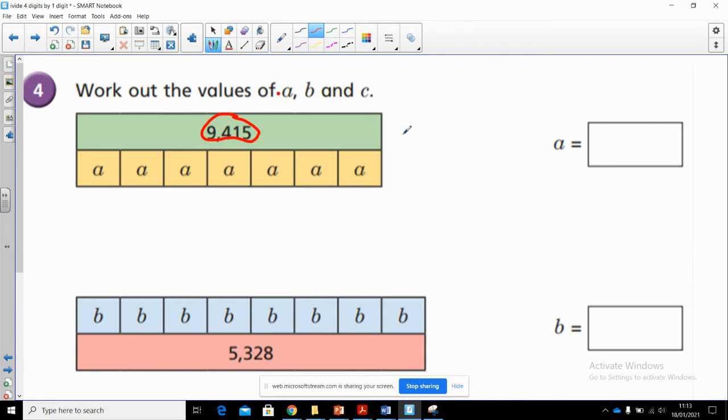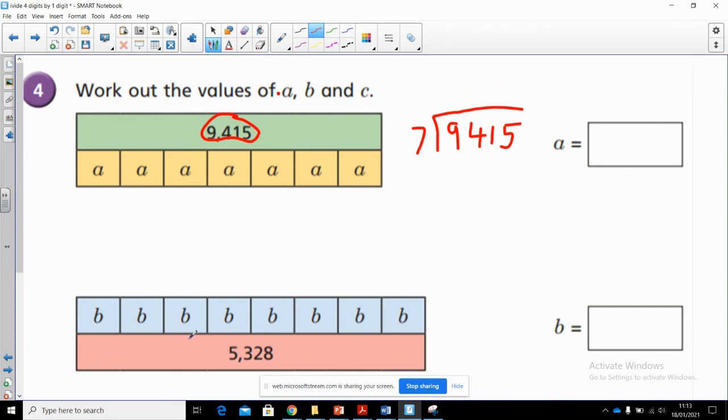So all we've got to do is divide 9,415. I'm going to use the bus stop for this one. And how many equal parts did we say? 1, 2, 3, 4, 5, 6, 7. And you're going to use your bus stop as you know how to do on the previous screen for that one.